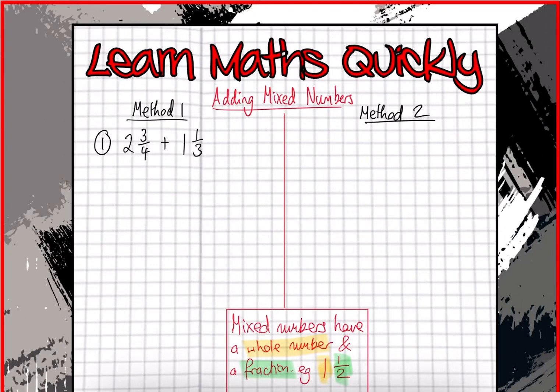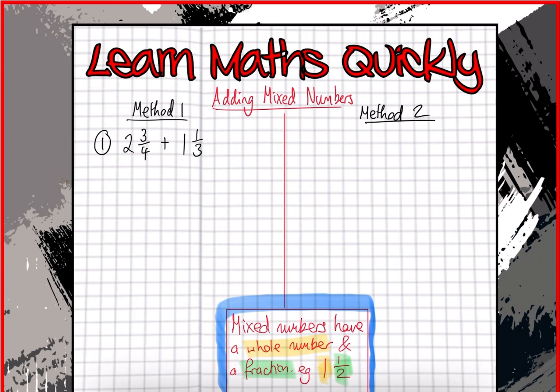There are two main different methods of adding mixed numbers. Firstly, before we do either of them, we need to actually understand what a mixed number is. So if you look in the box at the bottom here, I've written that mixed numbers are those that have a whole number and a fraction. So in this example, I've written 1 and 1/2, where the whole number is 1 and the fraction is a half.